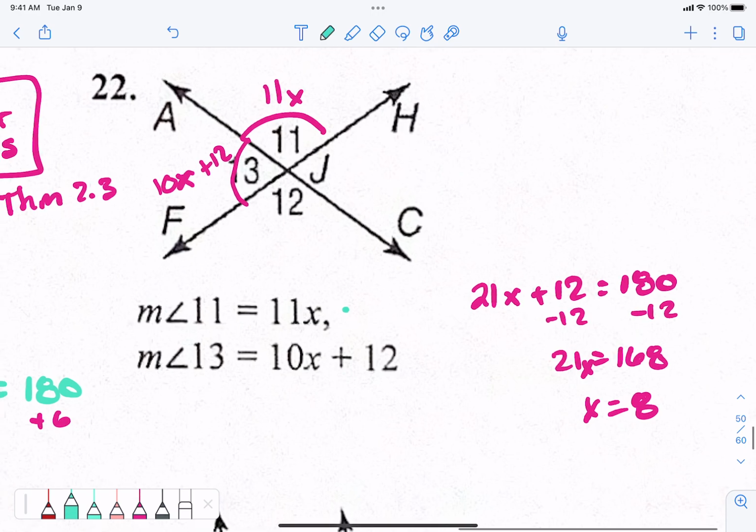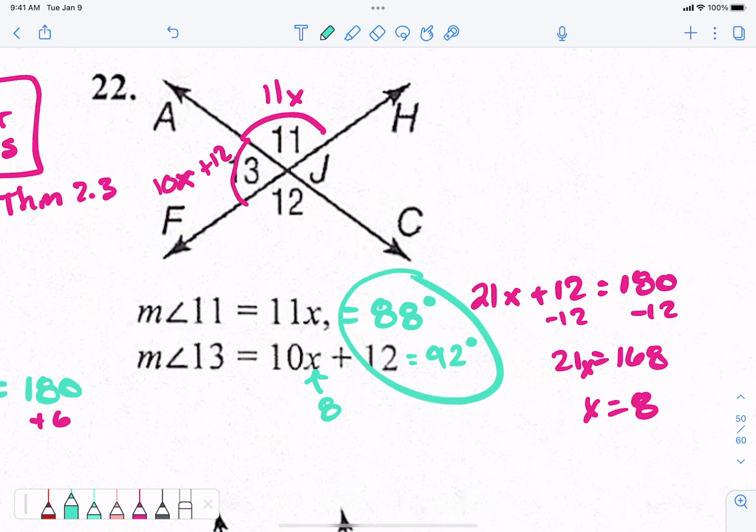Angle 11 should be 88 degrees. Something with a 2 is the last number. 80 plus 12 is 92. Okay, and 92 plus 88 adds to 180. Now, we also have to do angle 12, which we didn't give anything for, but it's a numbered angle, so we have to label angle 12 as well. Gonna be 88 as well?